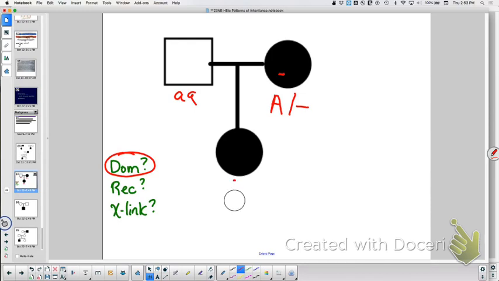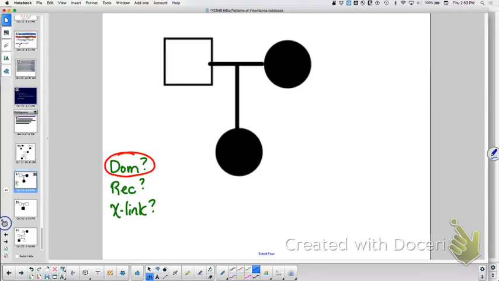Okay, now let's try a recessive trait. We can use the same letters, but I'll use a different color to be helpful. So if you have the disease, what are you right here?